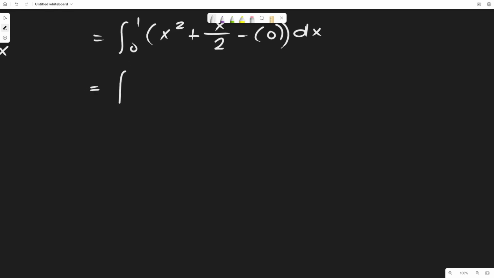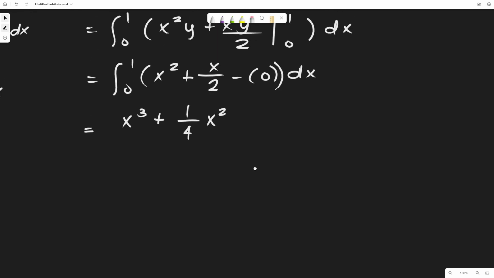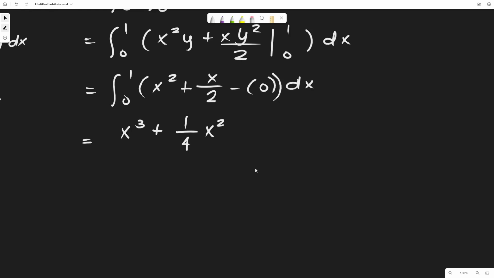Okay? So, last, let's integrate this. So, we have x cubed over 3 plus 1/4 x squared, because that will be 1/2 times 1/2. Sorry, over 3, I forgot. Then, evaluated from 0 to 1. So, hence, we have 1/3 plus 1/4 minus 0, for the whole function. So, therefore, we have 7 over 12.